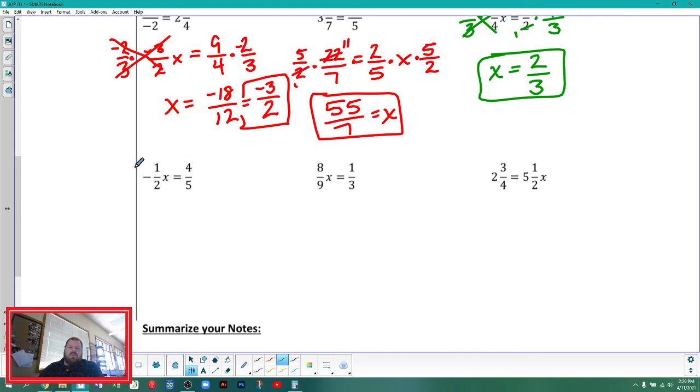Last 3 problems. I'm just going to try to get through them a little bit quicker. Make sure there's no 911 happening at the house. Multiplying by negative 2 over 1 cancels all that stuff. We get x is equal to 4 times negative 2 is negative 8, and 5 times 1 is 5.